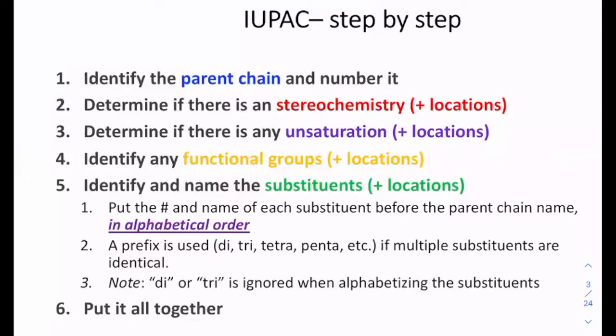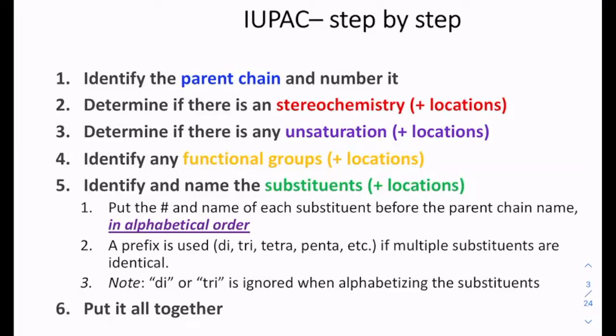This slide shows a step-by-step protocol in order to name any organic compound. The first thing we're going to do is identify the parent chain and number it. The second thing we need to do is see if there are any stereocenters in our molecule and find out where they are. Again, we will cover this in chapter 5. The third thing we will do is to determine if there is any unsaturation in our molecule and where that unsaturation begins. By unsaturation, I mean double bonds and triple bonds.